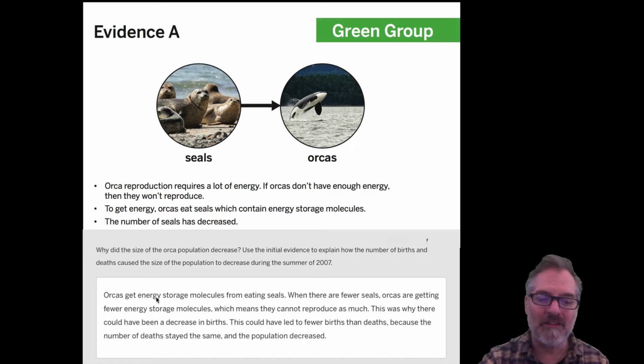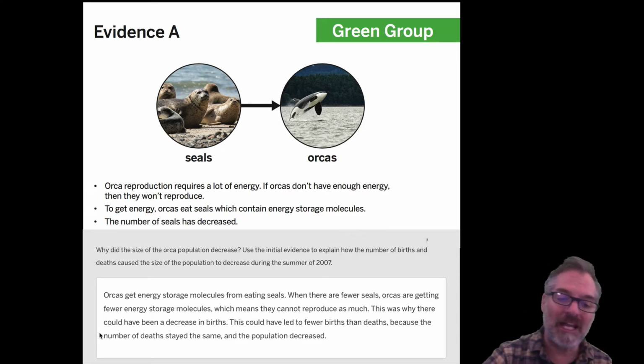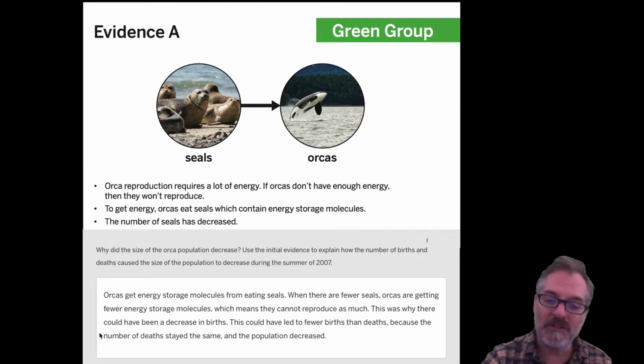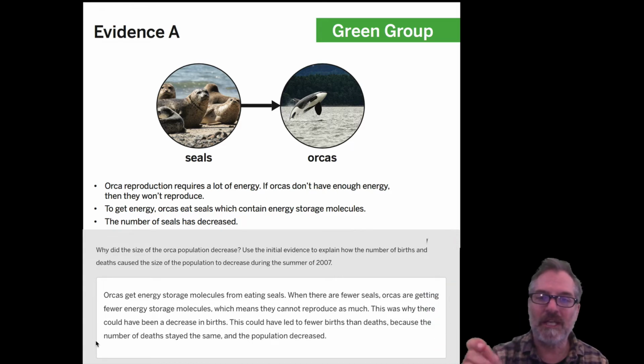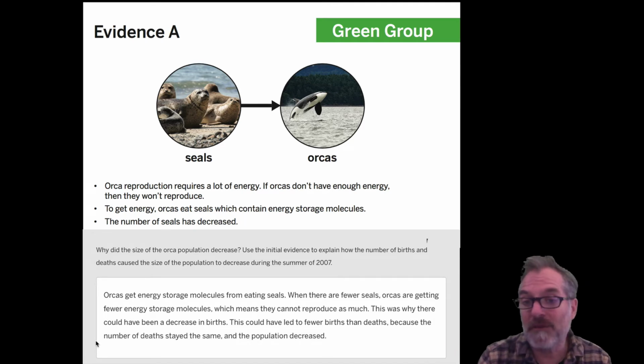So, orcas get their energy storage molecules from eating seals. When there are fewer seals or fewer calories, orcas are going to get fewer energy storage molecules, which means they cannot reproduce as much. This was why there could have been a decrease in births. This could have led to fewer births than deaths. Because the number of deaths stayed the same, the population decreased. So again, underline key components of my answer in your response. You might have some different things. So go ahead and star those, but go ahead and improve your response. Great job with that.